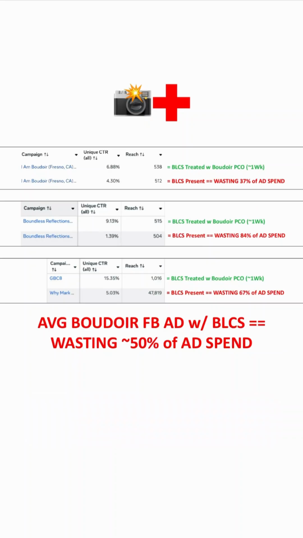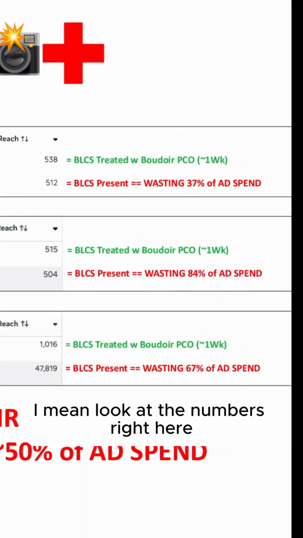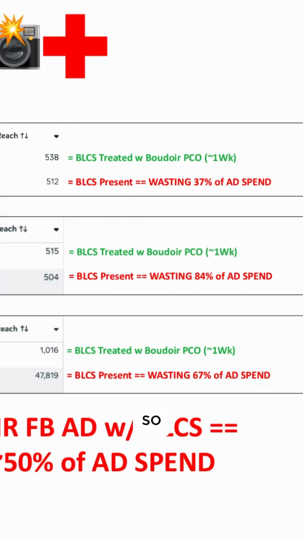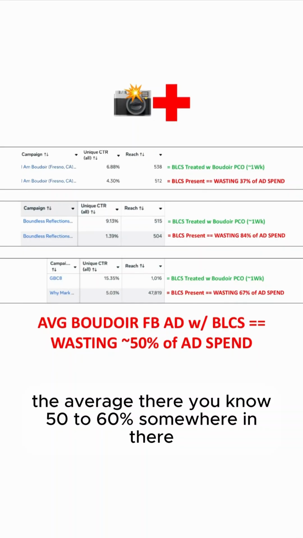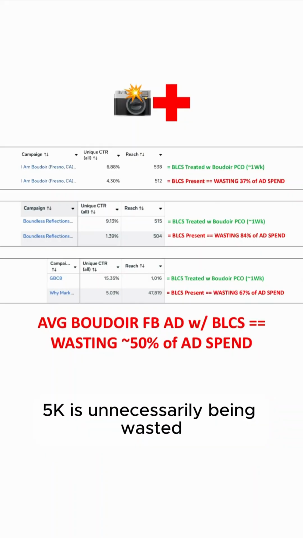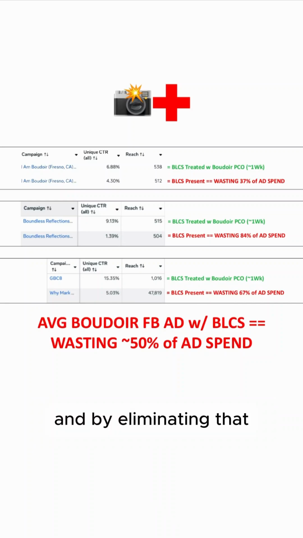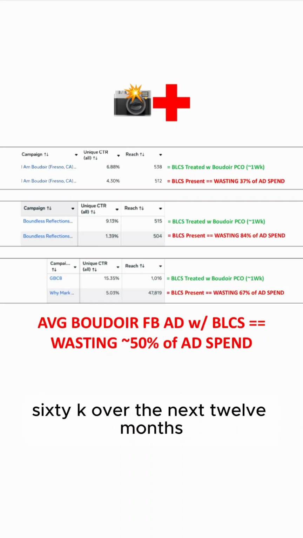So big numbers here. Now the average Boudoir Facebook ad with BLCS is wasting about 50% of its ad spend. I mean, look at the numbers right here, wasting 37%, wasting 84%, wasting 67%. So the average there, 50 to 60%, somewhere in there. So again, if spending 10 grand a month on Boudoir Facebook ads, 5K is unnecessarily being wasted, doing nothing to women scrolling right on by. No use paying that, and by eliminating that, we could put 5K a month back in y'all's pockets, 60K over the next 12 months.